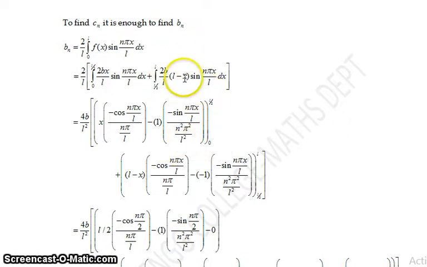Next we can take this function. So L minus x we can keep as it is. Integration of sin means we get cos, then minus. Then differentiation of L minus x gives minus 1. Again integration of cos means we get sin(n pi x / L) divided by n square pi square by L square. The limit is L by 2 to L.